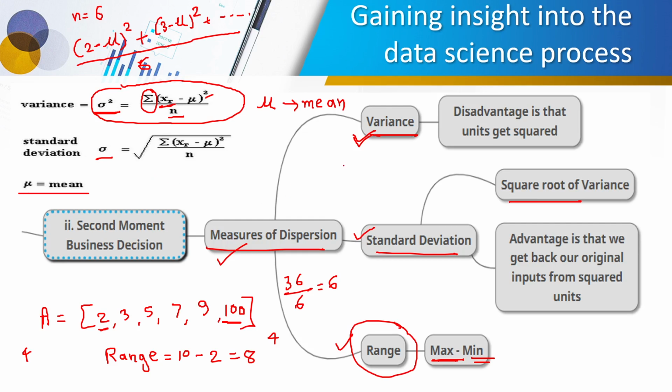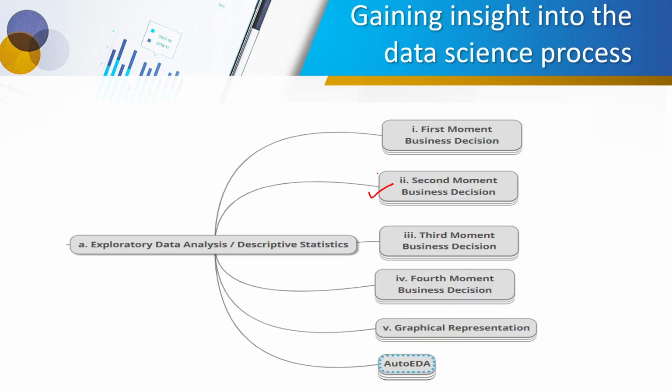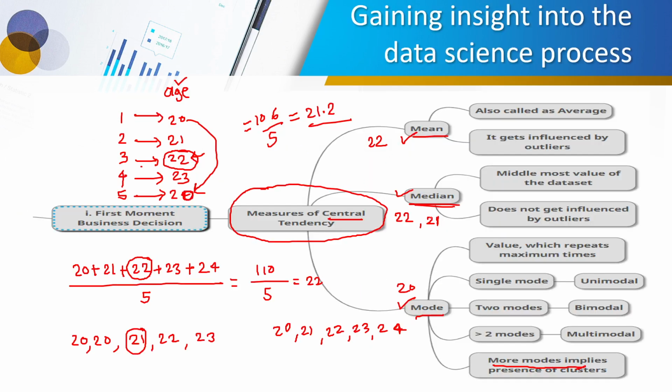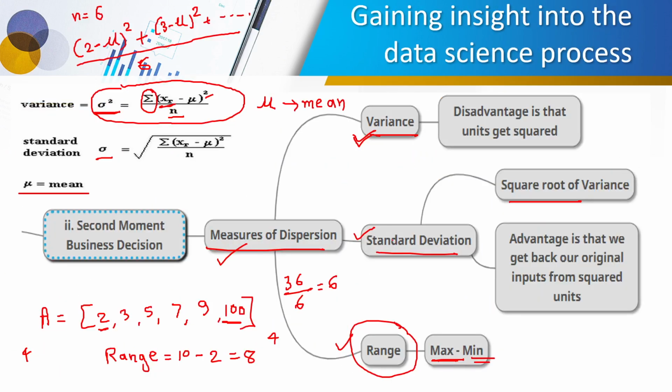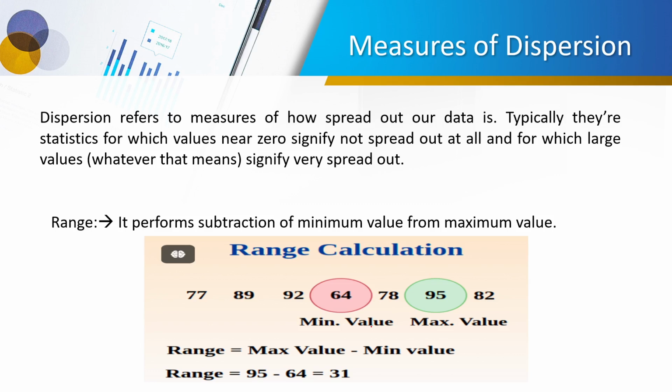So these three things are representing the measures of dispersion. Clear? Okay, yeah. So this is about the measures of dispersion. All the first part is related to the first moment business decision, where we covered mean, median, mode. Related to the second moment business decision, we covered variance, standard deviation, and range. We also considered this example of a range. This is a list you have. The maximum number is 95, the minimum number is 64. So your range will be 31.